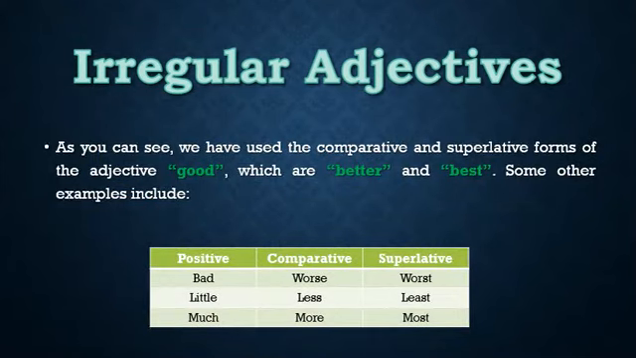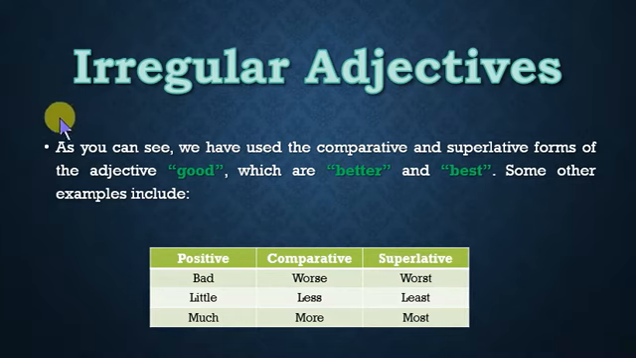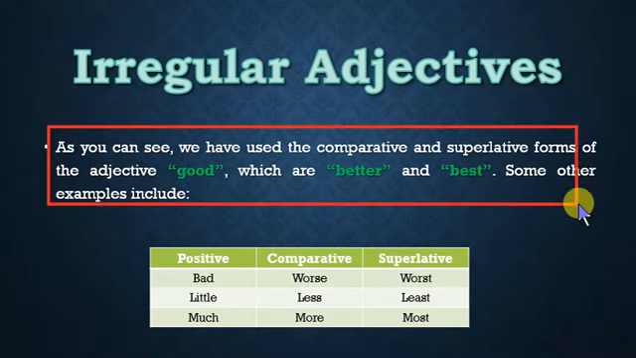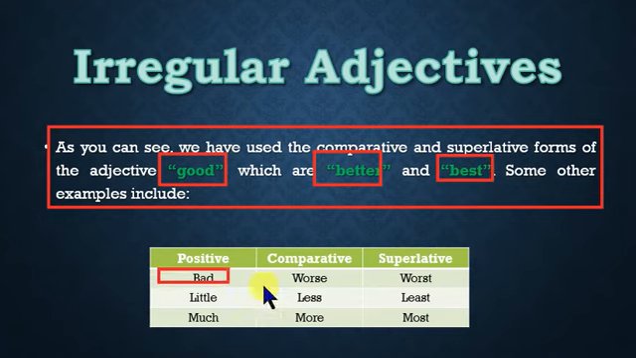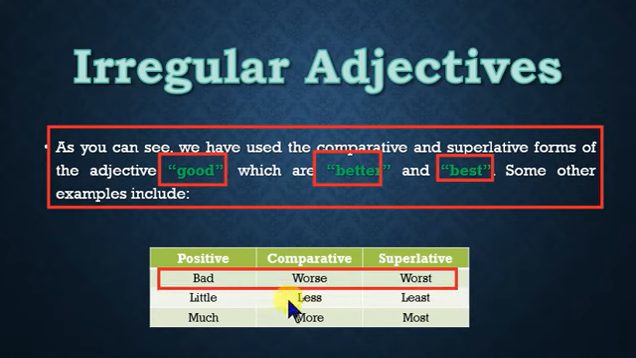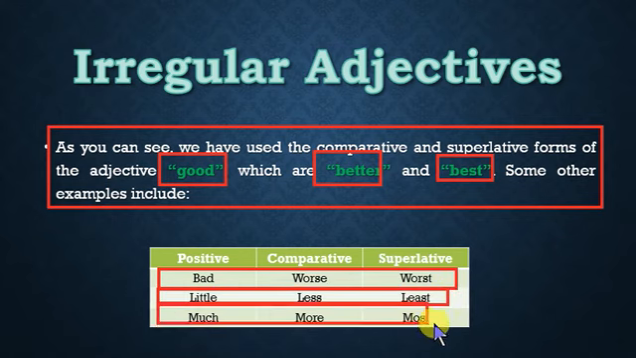Now, as you can see, we have used two comparative and superlative forms of the adjective good, which are better and best. Some other examples include, in positive, comparative and superlative: bad, worse, worst; little, less, least; much, more, most.